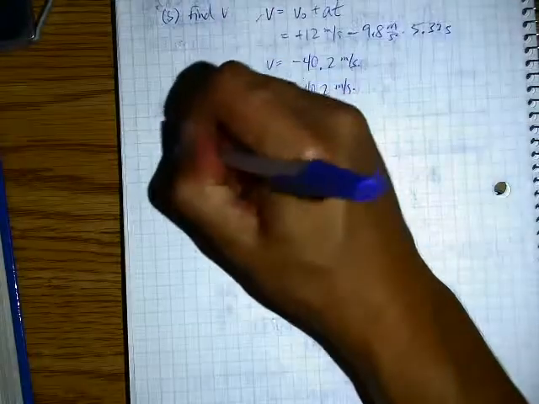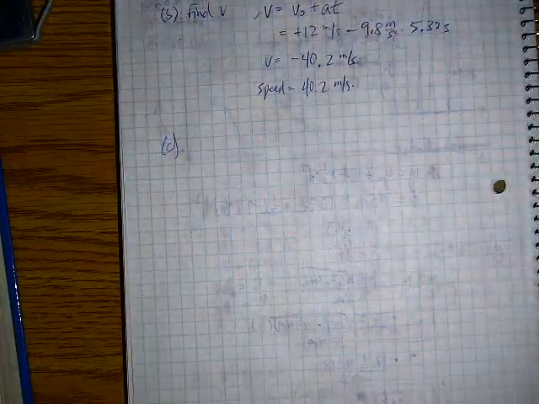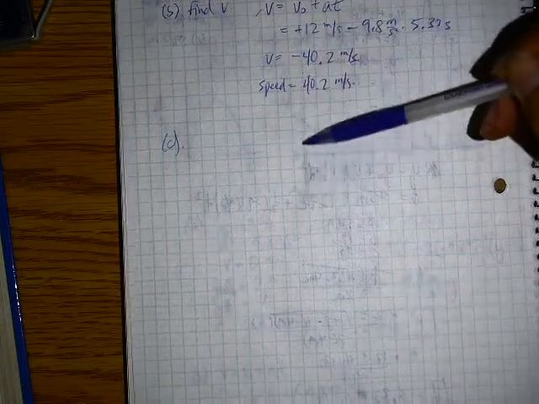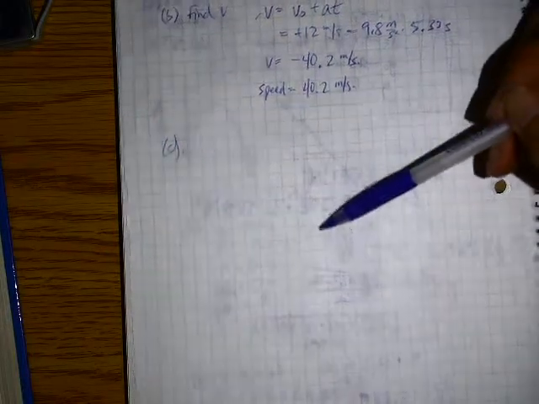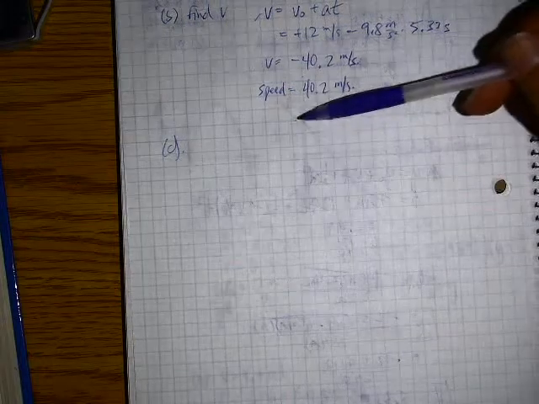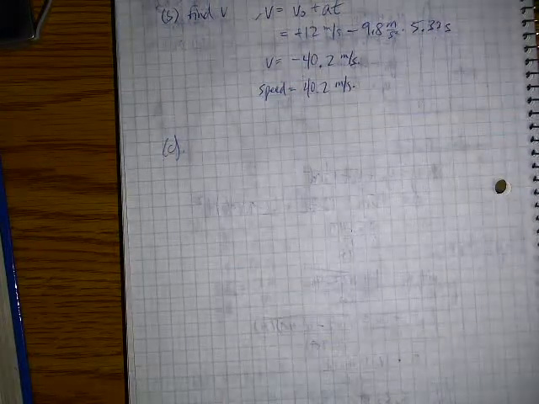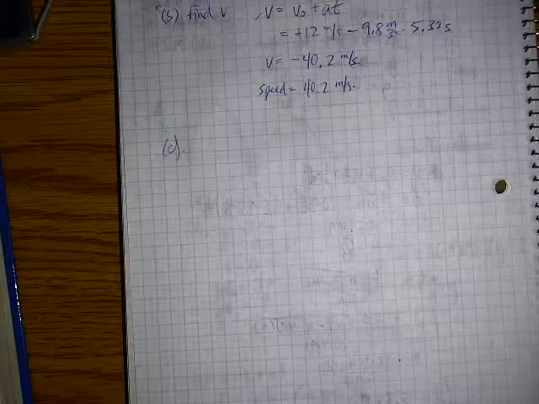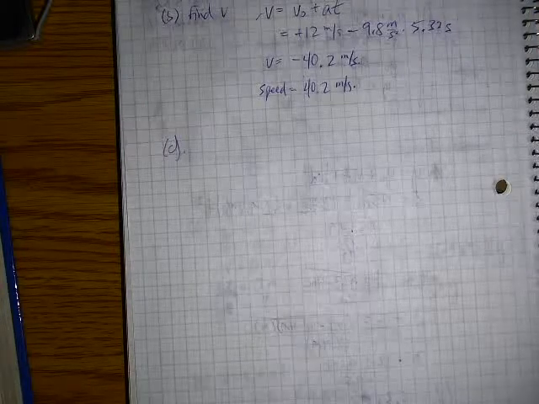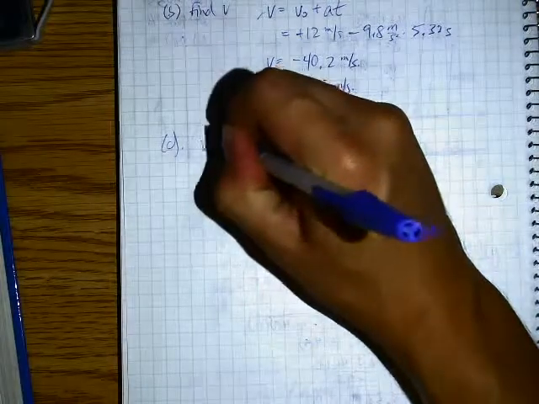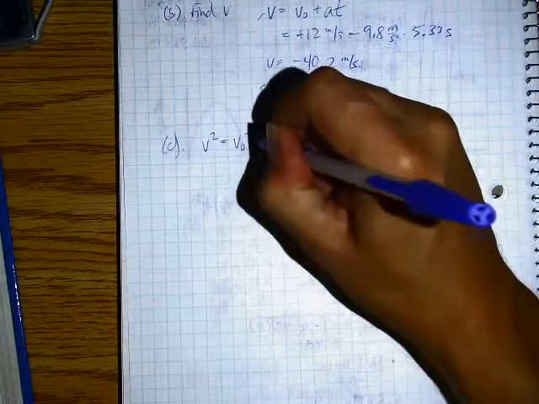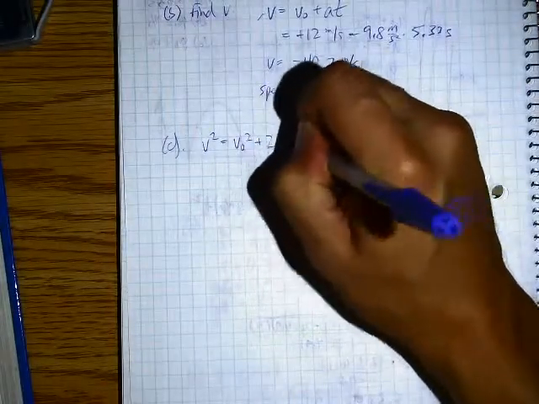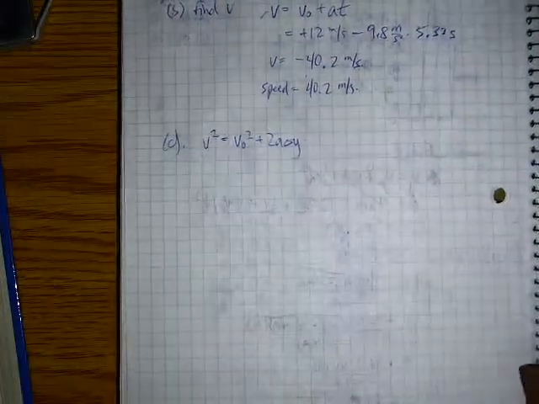Last thing, C, is to find the total distance that it traveled. So it traveled some distance on its way up, some distance on its way down. So it's probably going to be useful to find the maximum height that it attained. The easiest way to do that is with the v squared equation, v squared equals v naught squared plus 2a delta y. This is to find the delta y.